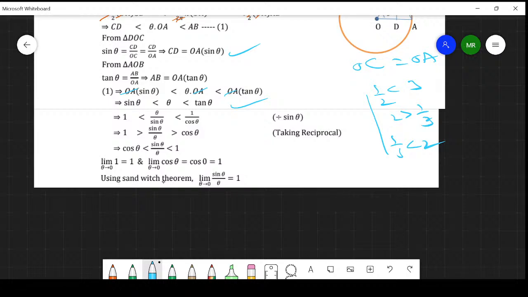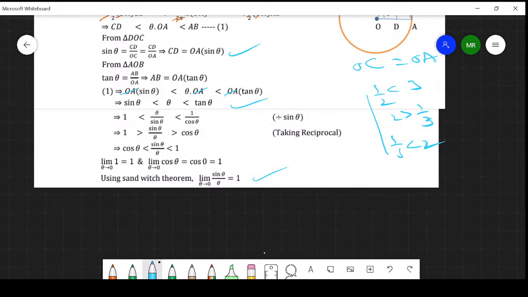So using the sandwich theorem, limit theta tends to 0, sin theta by theta is equal to 1. That is the statement we have proved using the sandwich theorem. Because left also 1, right also 1, that is the sandwich theorem. Using the sandwich theorem, limit theta tends to 0, sin theta by theta is equal to 1. With this, the theorem I have completed.